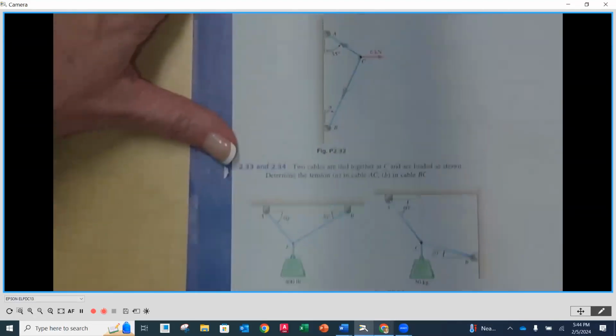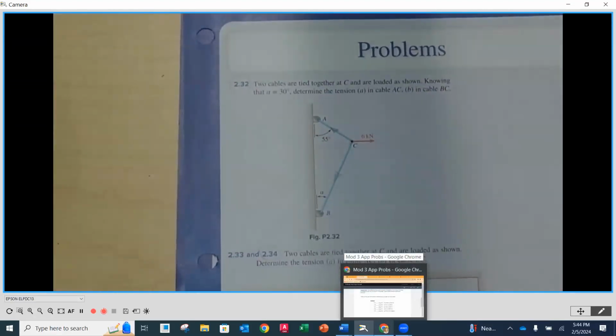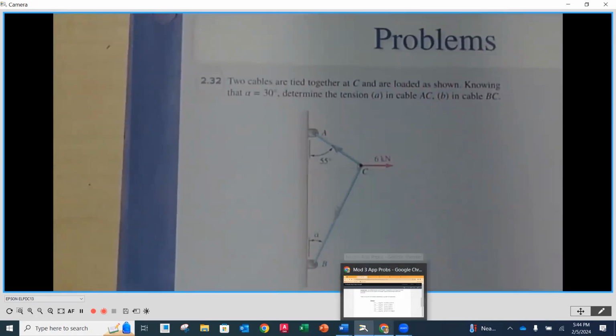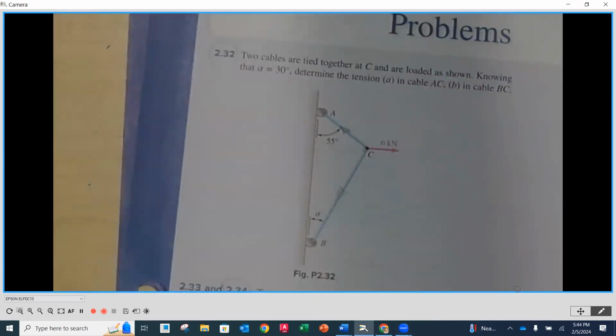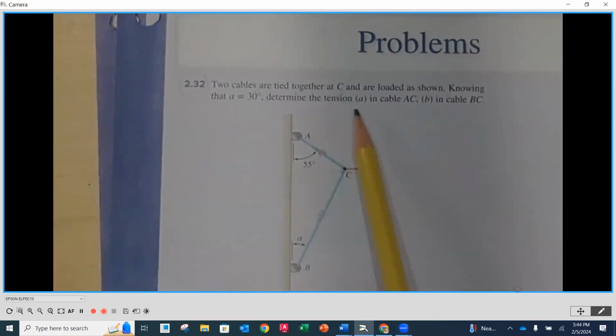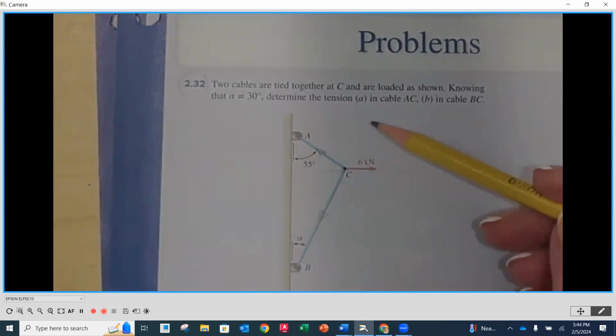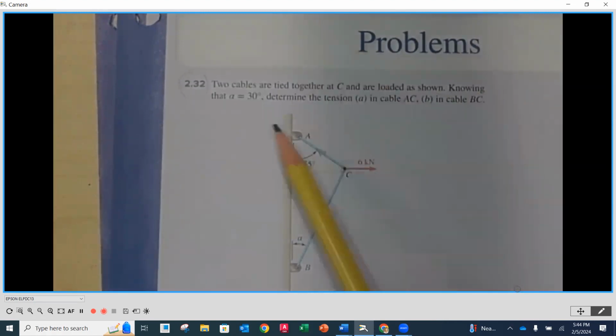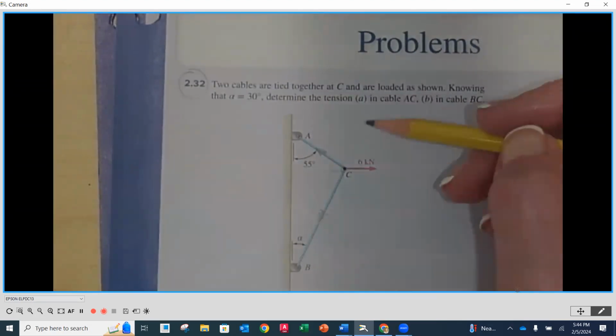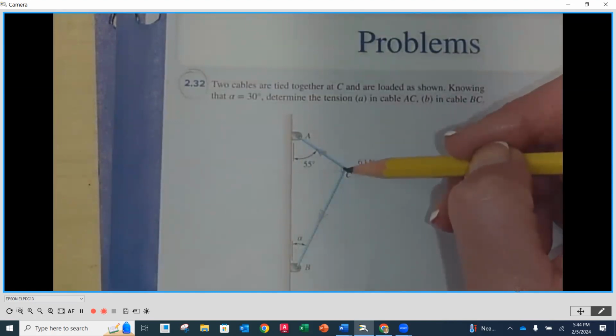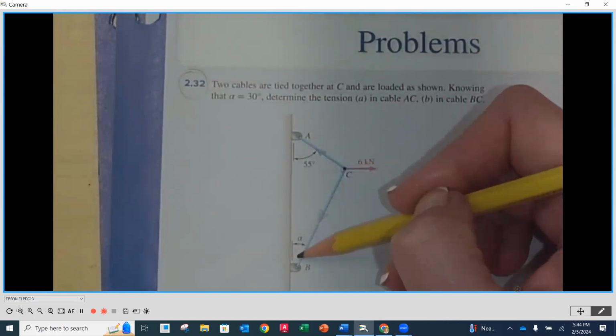So we're going to look at the top of page 47. Your first problem is going to be number 32. Number 32 says we have 2 cables that are tied together at point C, and they look as you can see here. Knowing that alpha is 30 degrees, that's right here, determine the tension in AC and BC.